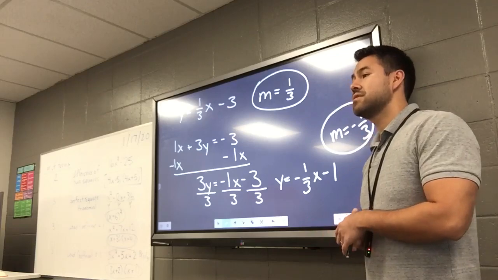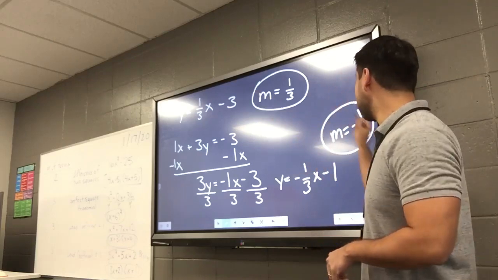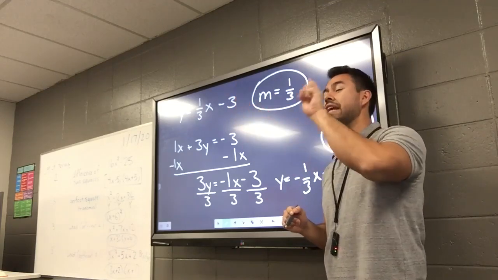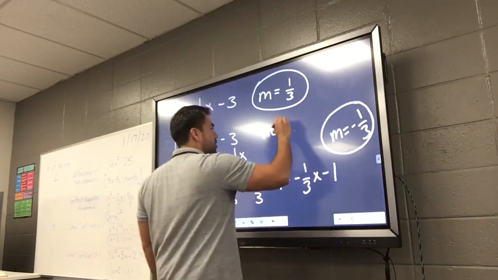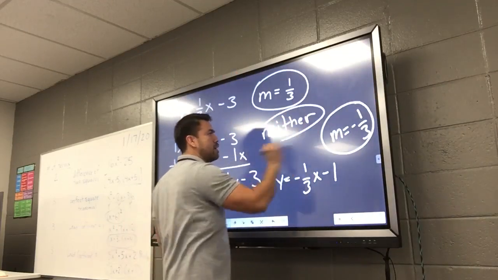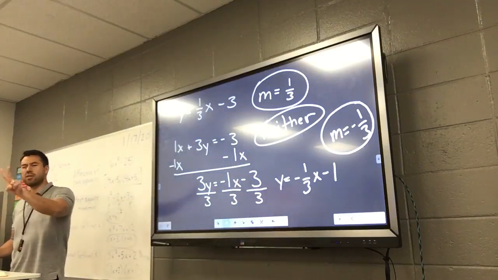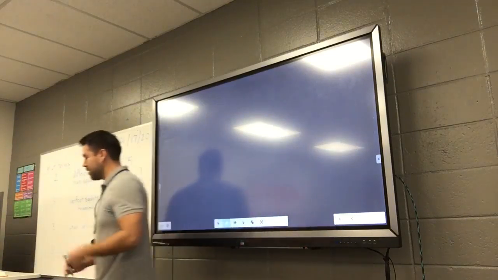Neither. Well, what if the slope's the exact opposite? If they're opposites like that, are they exactly the same? No. Are they negative reciprocals of each other? No. So you put the word neither. They're just going to intersect, but not in a special way. That's what you put. If they were the same, parallel. If they're negative reciprocals, perpendicular. If they're neither, neither.